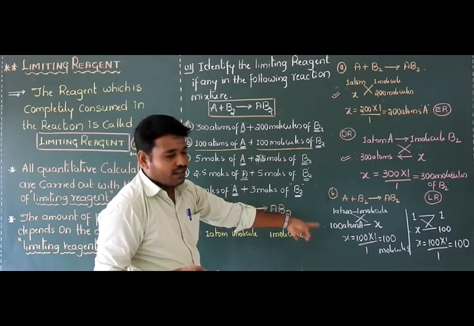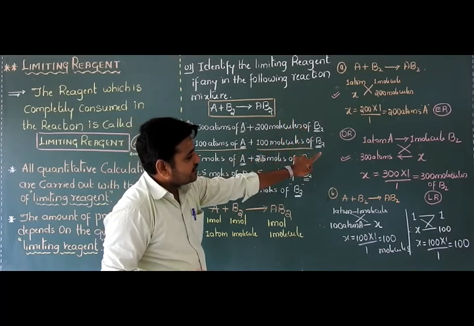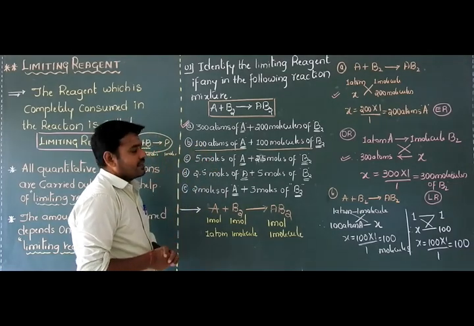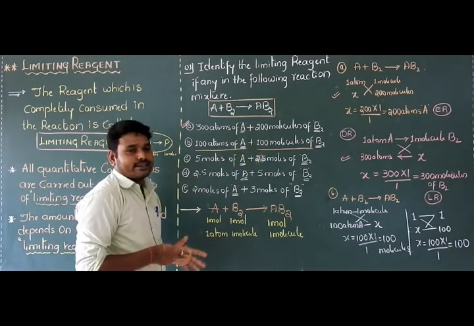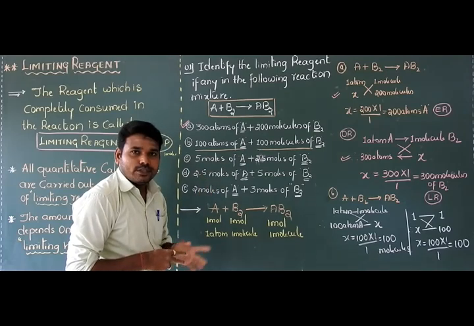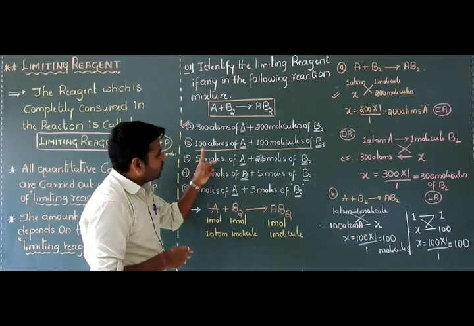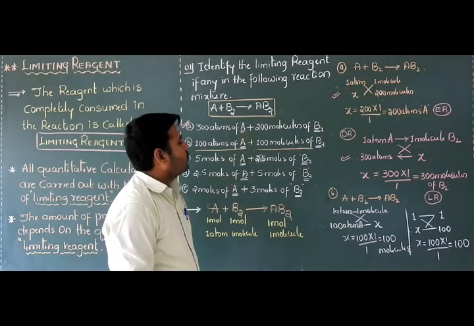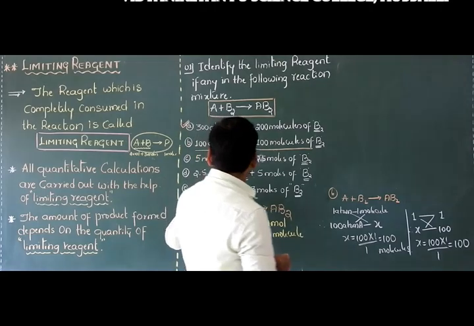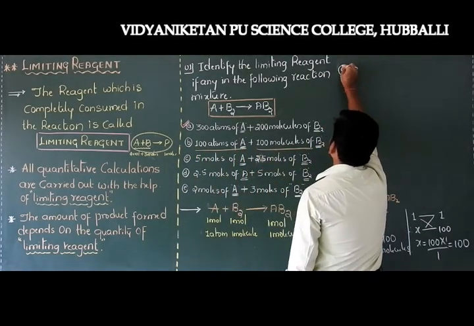Is the second solution clear? In the first problem, reactant A is in excess and reactant B2 is called the limiting reagent, and in the second problem neither A nor B2 acts as a limiting reagent, students. Is it clear? Okay. Now the third problem is 5 moles of reactant A plus 2.5 moles of reactant B2. Listen to the third problem, students.